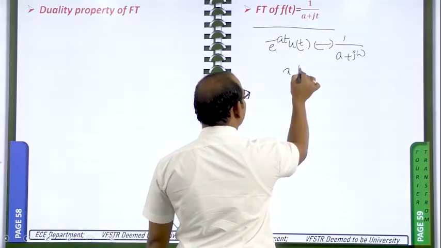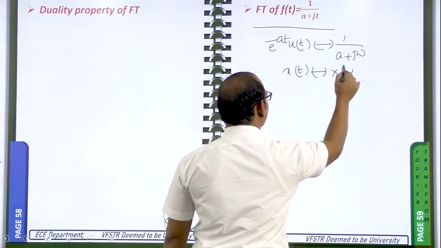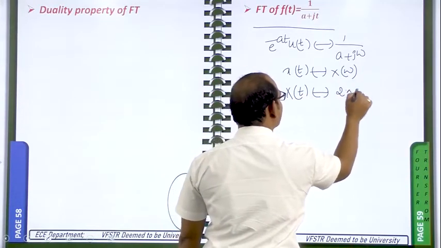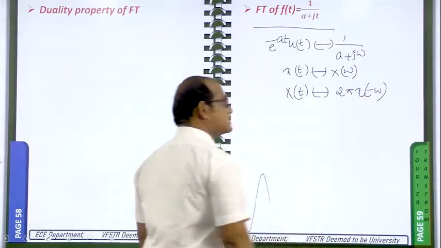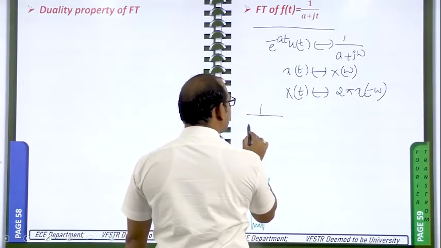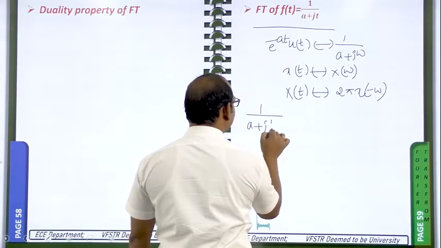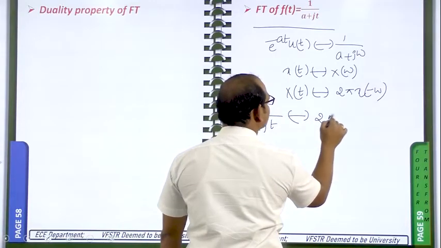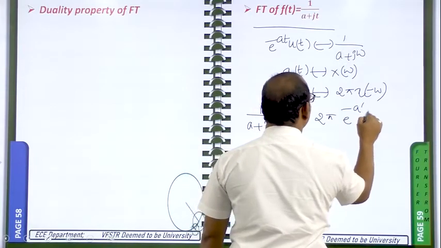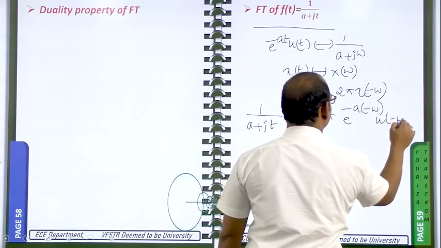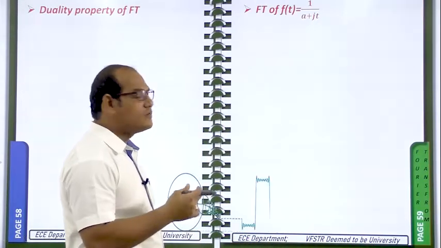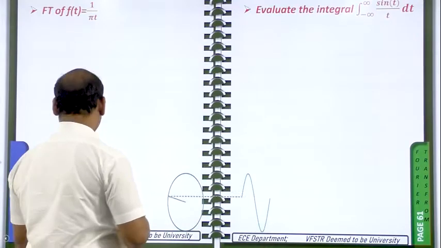So duality property I am writing here. x of t is having x of omega. Capital X of t will be having 2 pi into small x of minus omega as the Fourier transform. Okay. So bring this one this side by replacing omega with t. That means 1 by a plus jt is having the Fourier transform 2 pi into small x of minus omega. That means e power minus a minus omega u of minus omega. Okay, this is the Fourier transform. Simple. If you know what is to be applied, then it will be very easy.